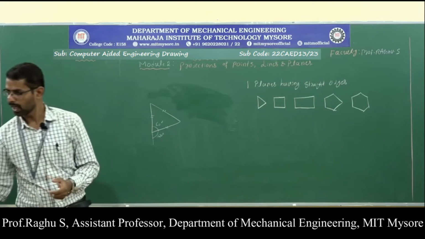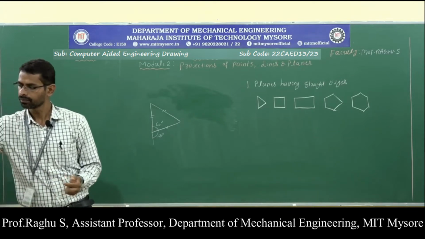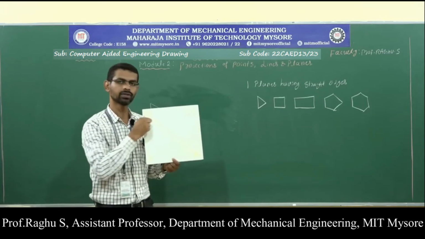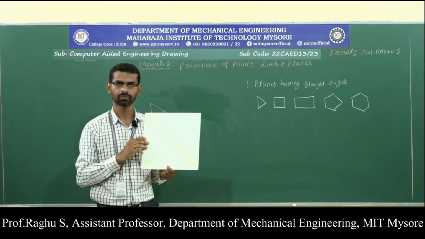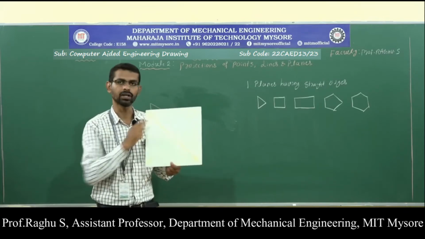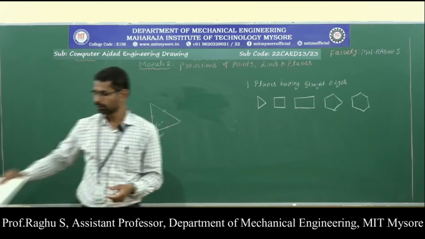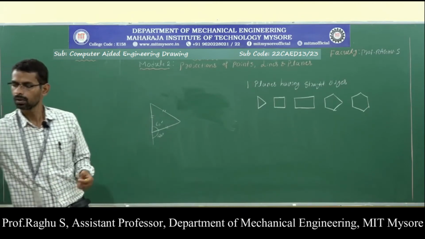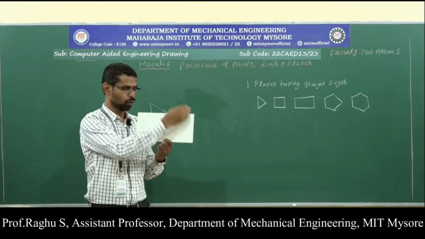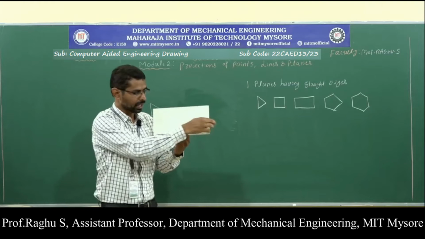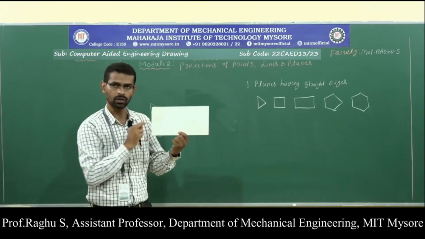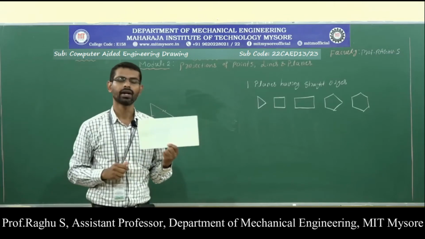Next one, square lamina. A square lamina consists of 4 sides and 4 angles. Here all sides are equal and the interior angle is 90 degree. Next one, rectangular lamina. A rectangular lamina consists of 4 sides with opposite sides equal. Here these 2 sides are equal, and these 2 sides are equal, and the interior angle is 90 degree.